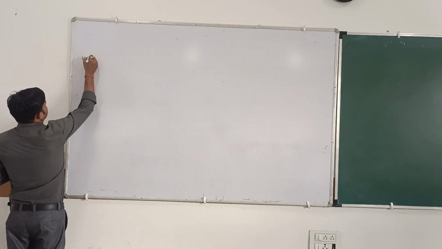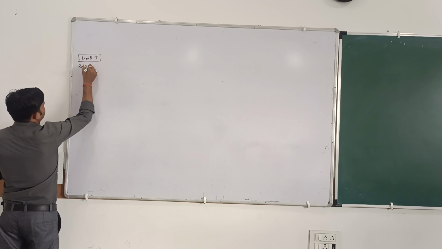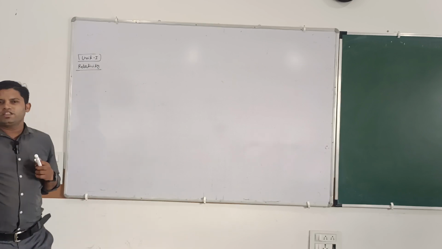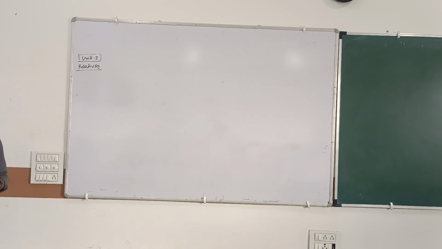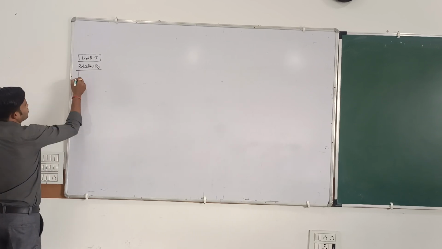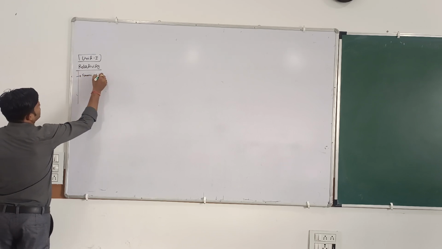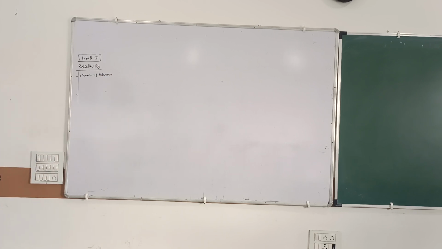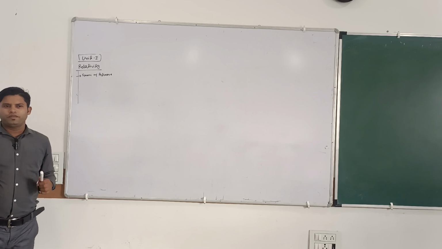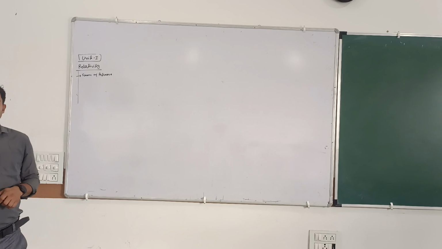The name of unit number 1 is what? Relativity. Under this unit, we already studied about the frame of reference. How many types of frame of reference? Two types: first is inertial, second is non-inertial frame of reference.